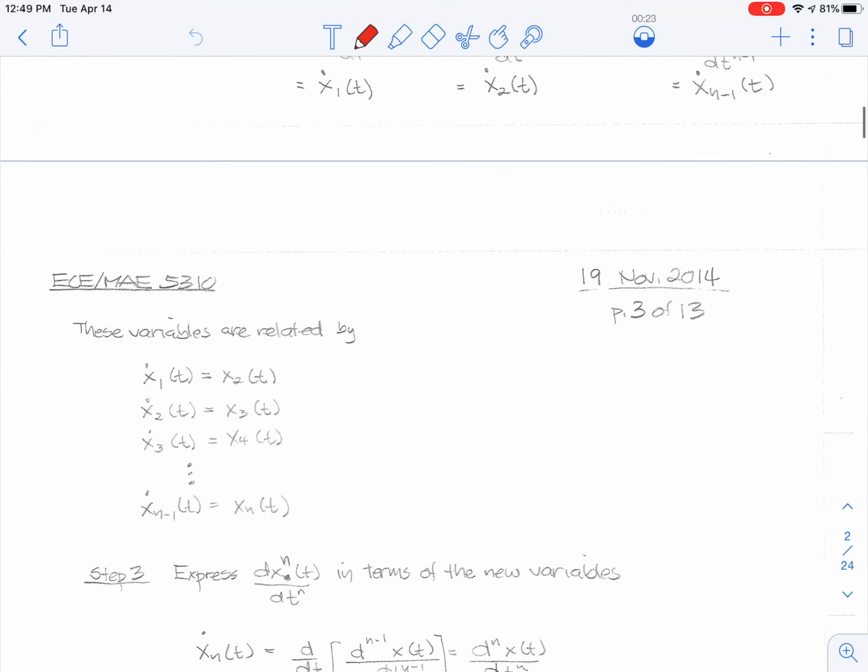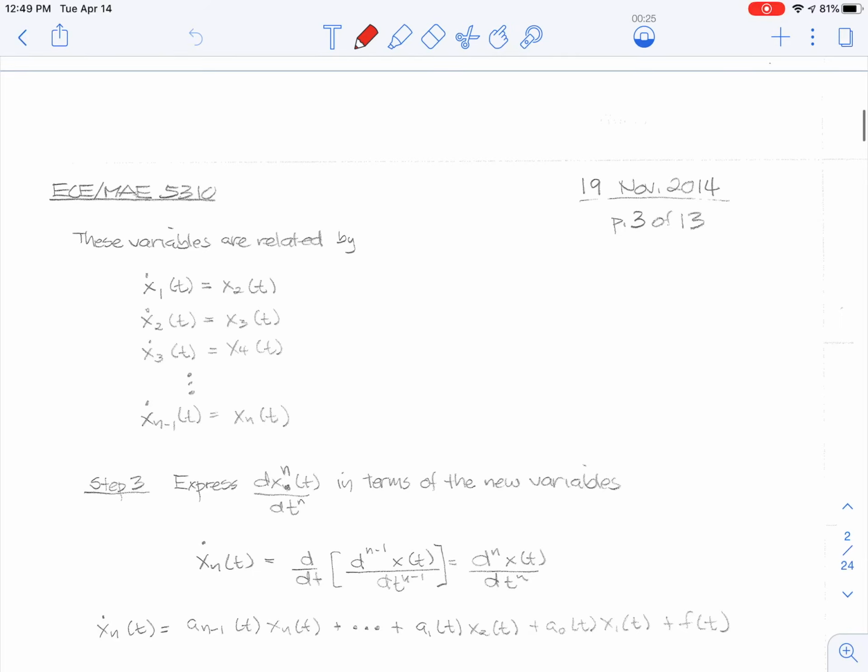The one thing that I want you to recognize and realize is that when we write something in a state space form, no magic occurs. It's simply a different representation of a physical system.